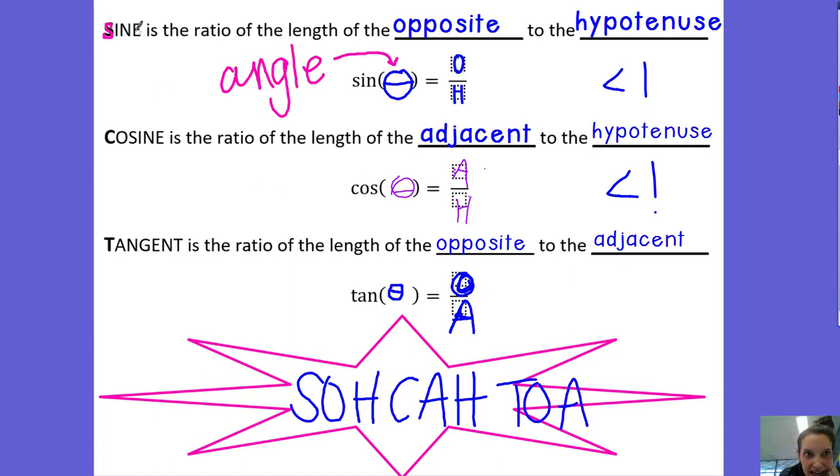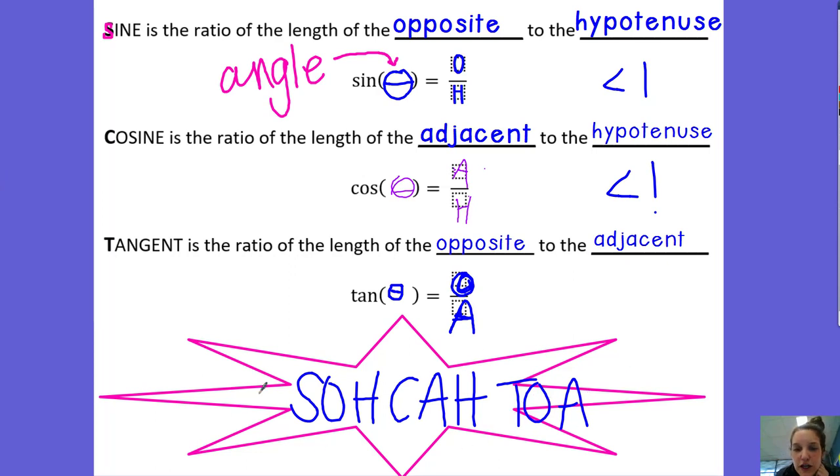So what SOHCAHTOA does is it helps us remember S for sine. Sine is O for opposite, H for hypotenuse. So sine is opposite over hypotenuse. S-O-H. Cosine, C-A-H. Cosine is adjacent over hypotenuse. C for cosine, A for adjacent, H for hypotenuse. Tangent, T for tangent, is opposite over adjacent. SOHCAHTOA. Tangent is opposite over adjacent.